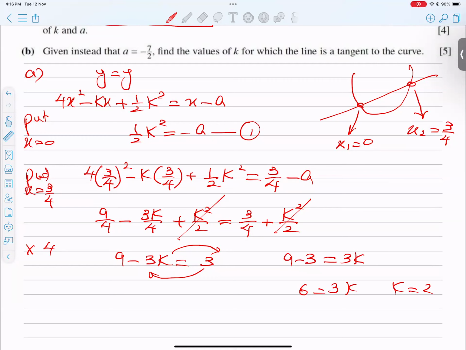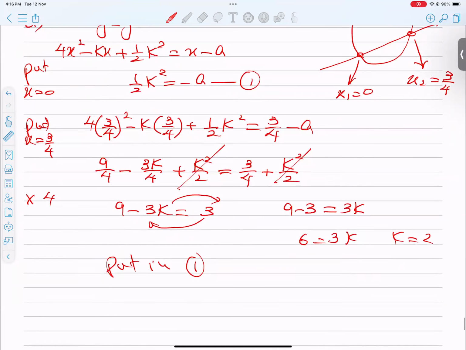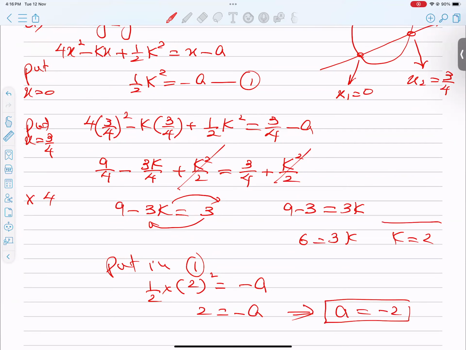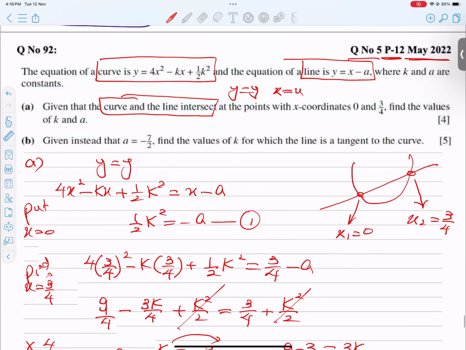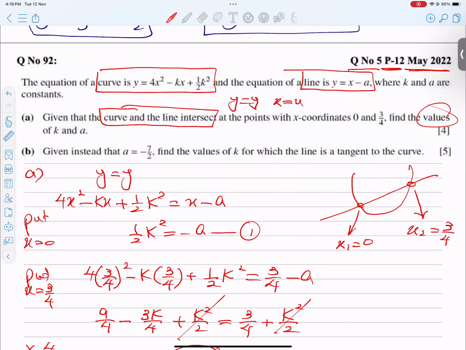Now this k value, I can plug in here, in equation 1. So when I put it in 1, half, this 2 goes there, 2 square is equal to negative a. So this is 4/2, which becomes 2. So negative will shift to the other side. So ultimately it becomes a = -2. Alhamdulillahi Rabbil Alameen. The first part is completely over. Part number 1 done: find the values of k and a.